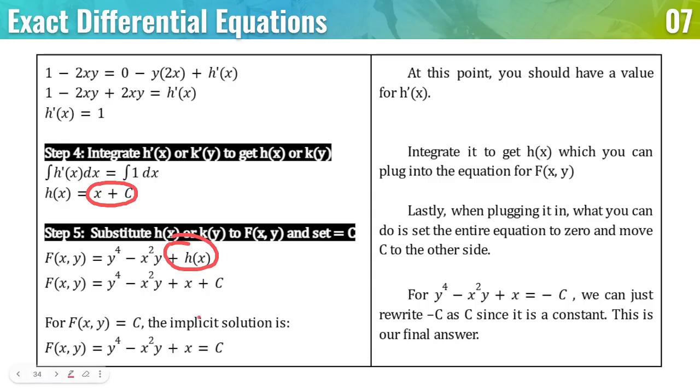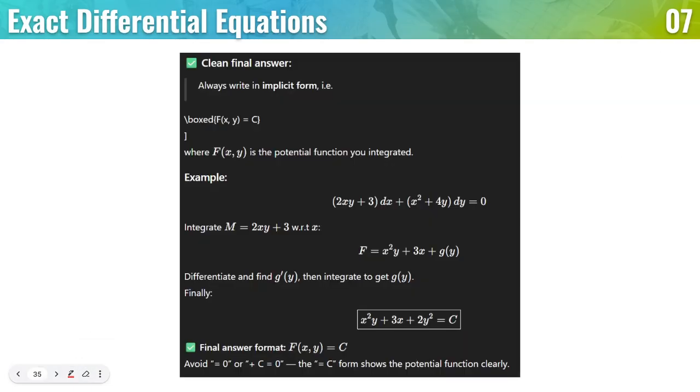So when you are doing this implicit solution, instead of equating to 0, you can just move this to the other side. Negative c is basically the same as positive c. So again, the final solution is going to have something equals c. So to summarize, or rather to shed light on the final answer, it should be equal to c, so that it can show the function clearly.